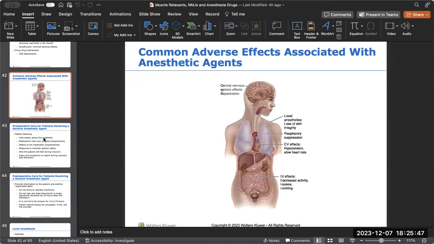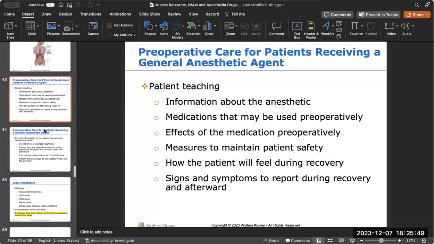Like I talked about those lidocaine patches. Now, what should we tell someone preoperatively if they're going to get a general anesthetic before surgery? One, let them know what happens with the anesthetic. You know that there's always the risk of respiratory depression, right? Medications that might be used preoperatively in conjunction with that, like maybe an antiemetic, pain meds, things like that.